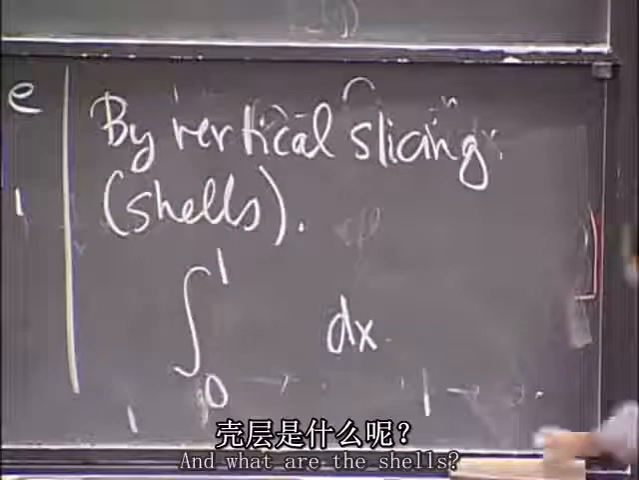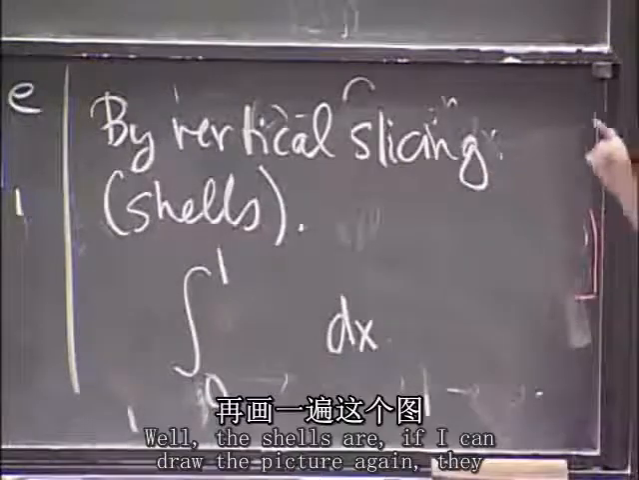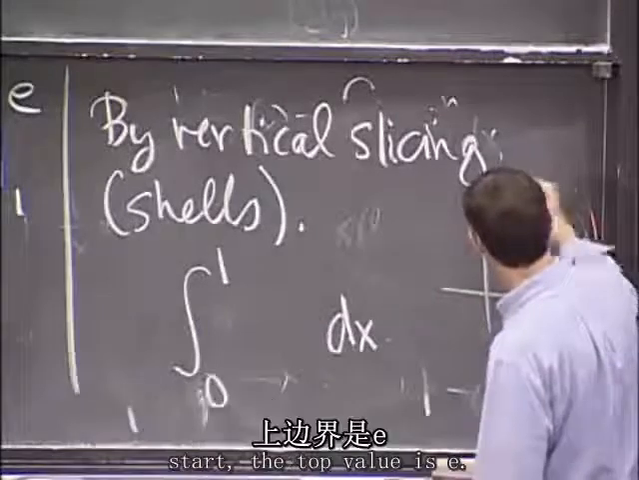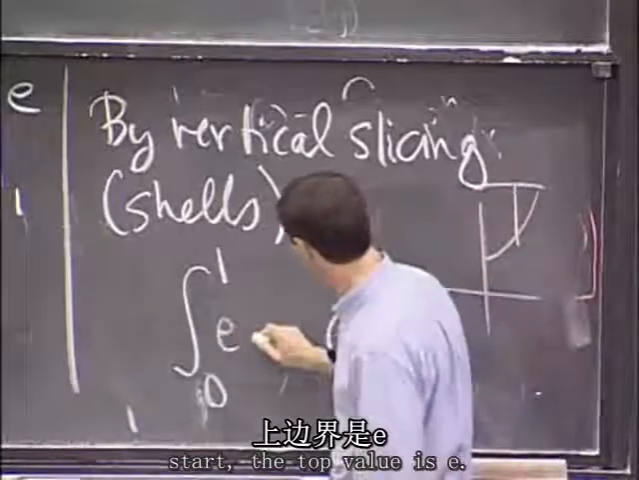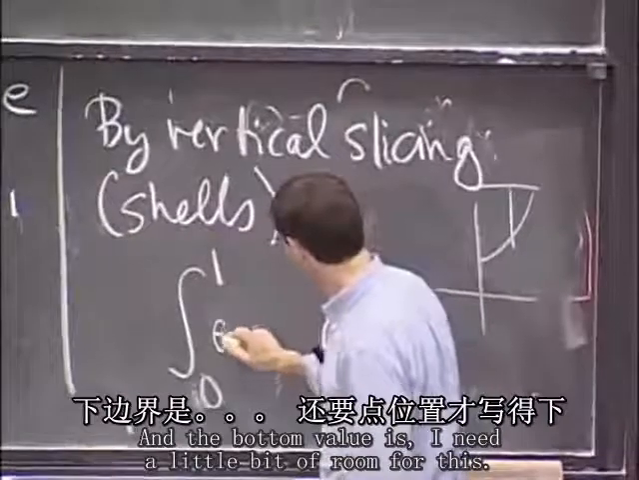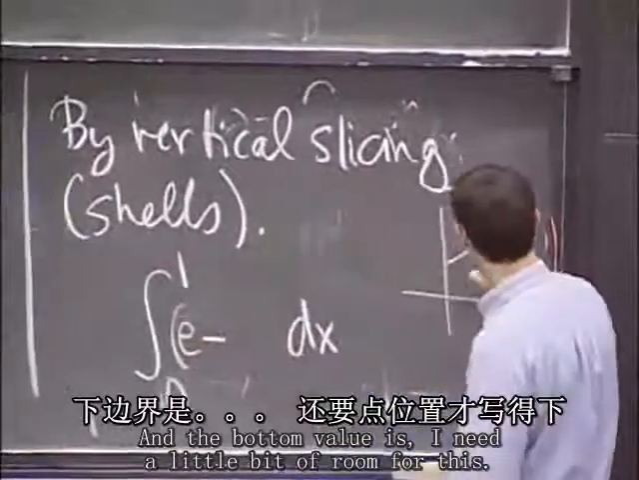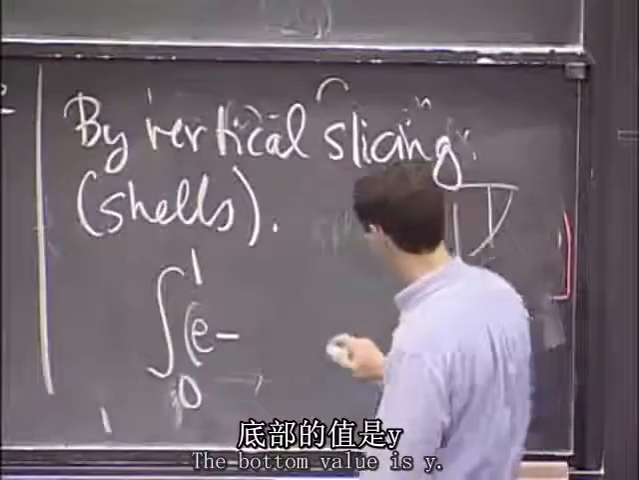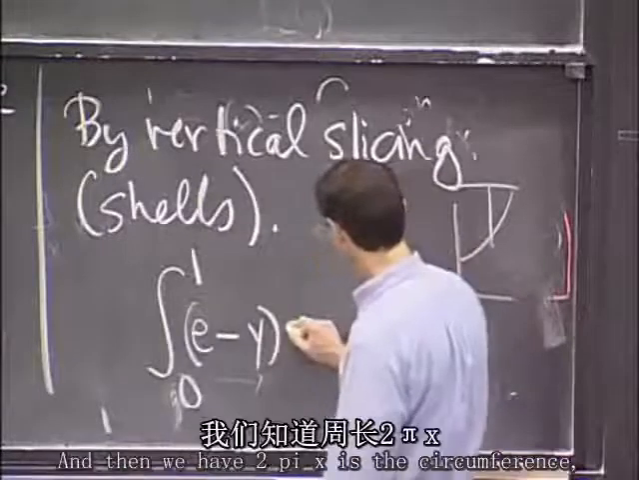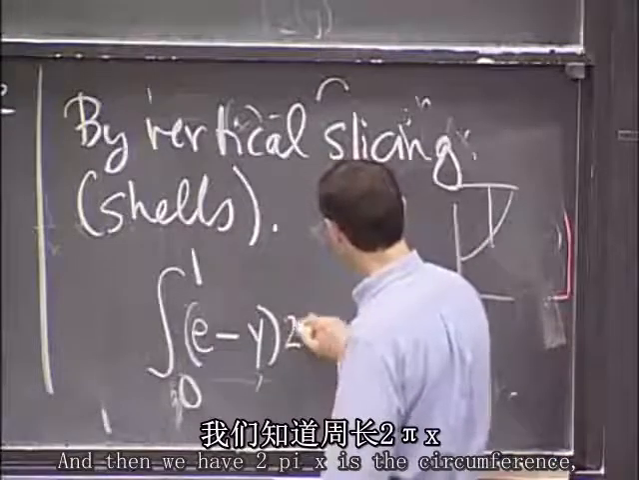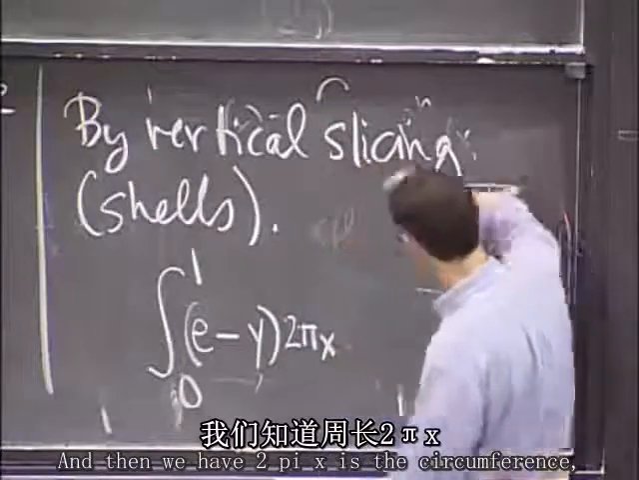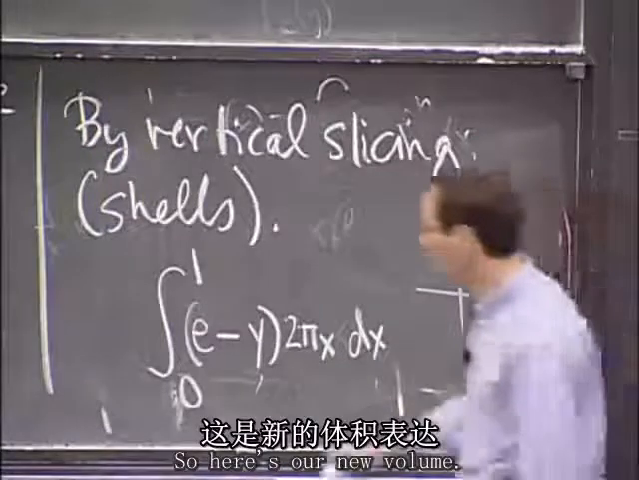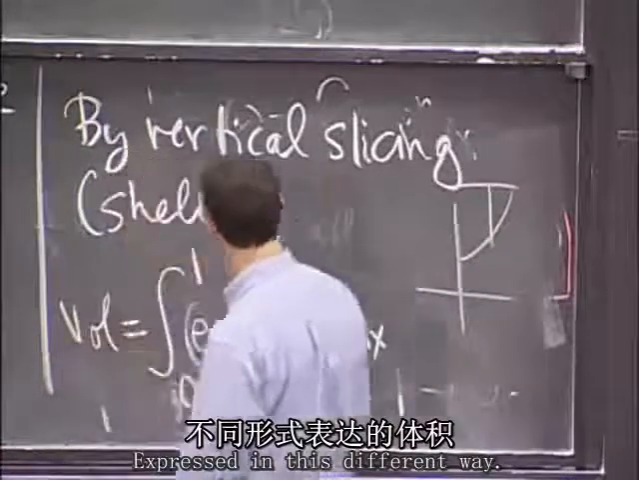And what are the shells? Well, the shells are, if I can draw the picture again, they start, the top value is e, and the bottom value is, I need a little bit of room for this. The bottom value is y, and then we have 2 pi x is the circumference as we sweep it around, dx. All right, so here's our new volume expressed in this different way.